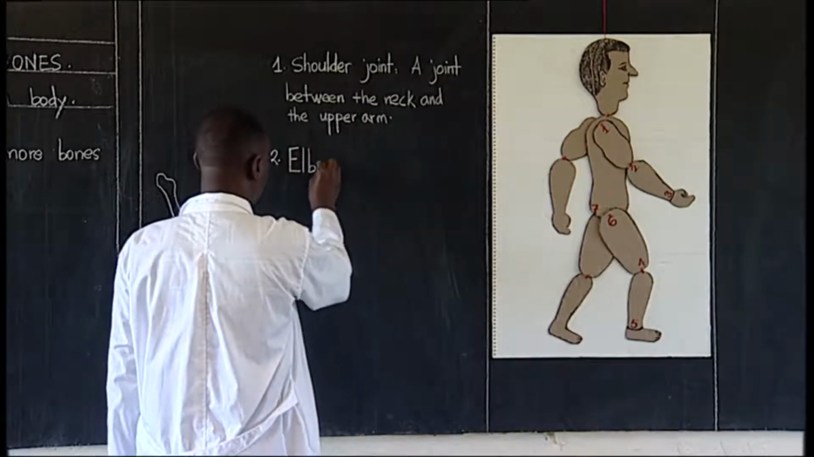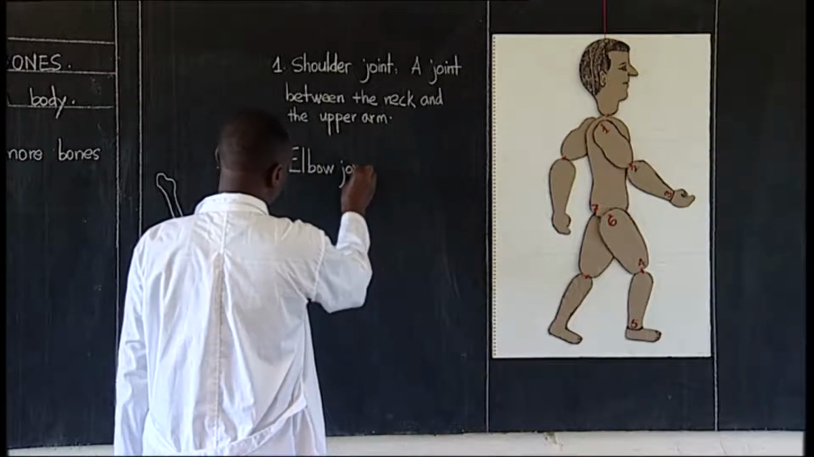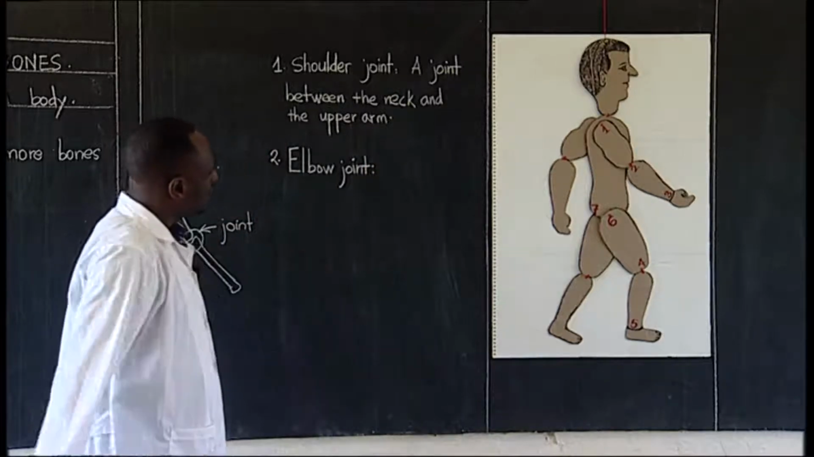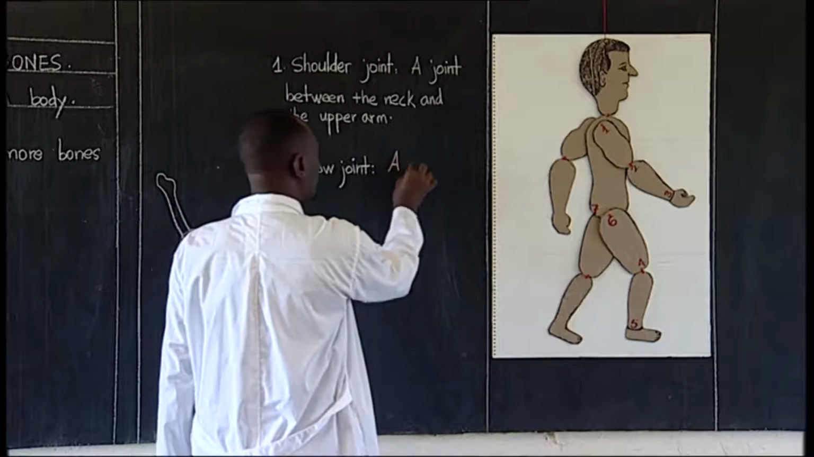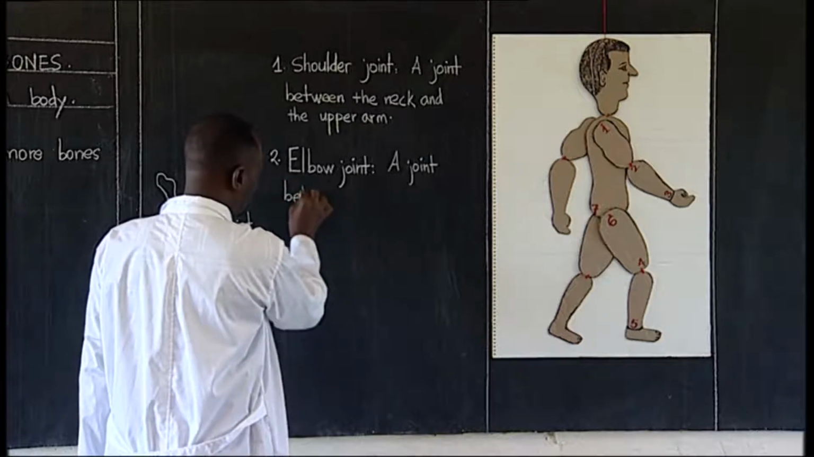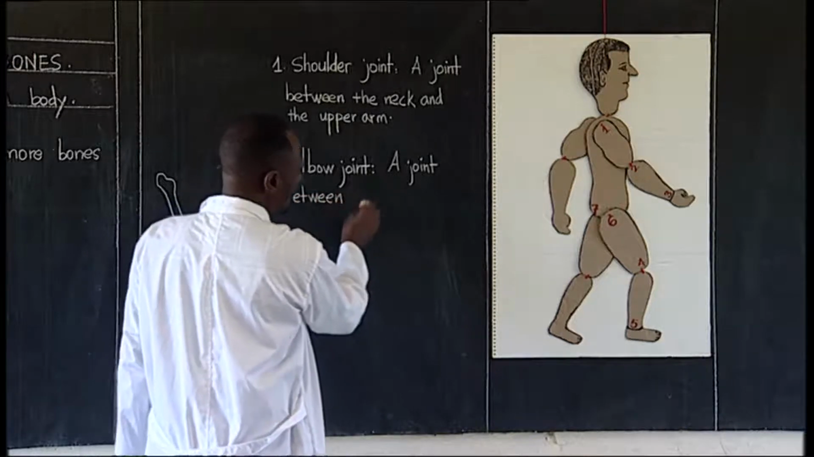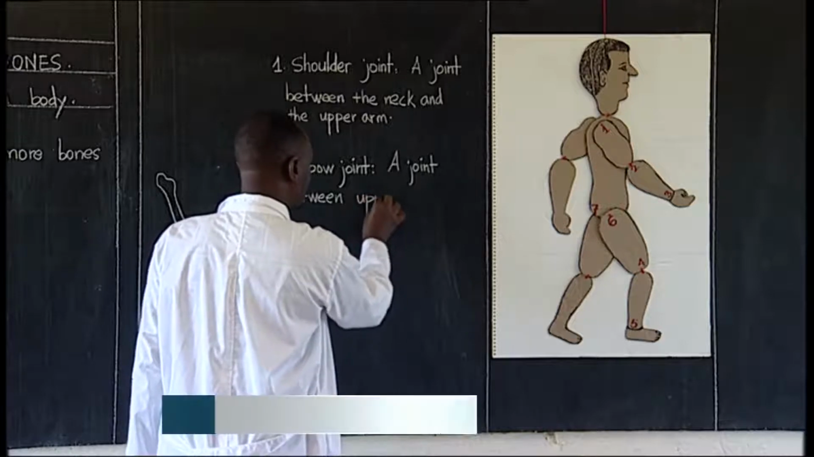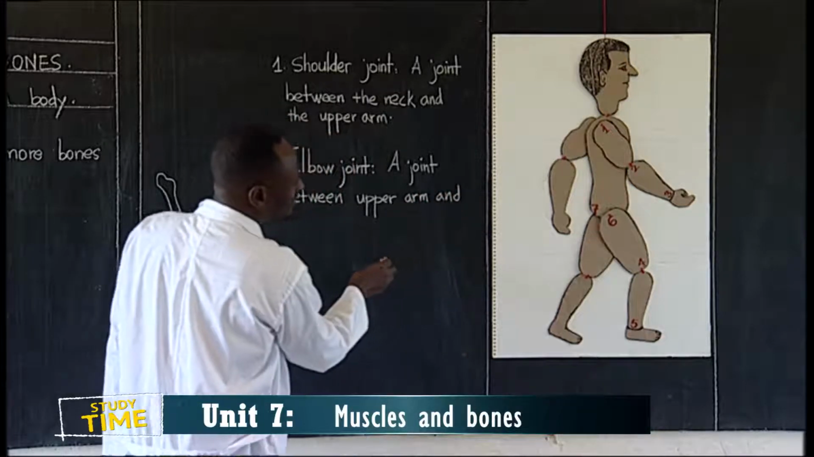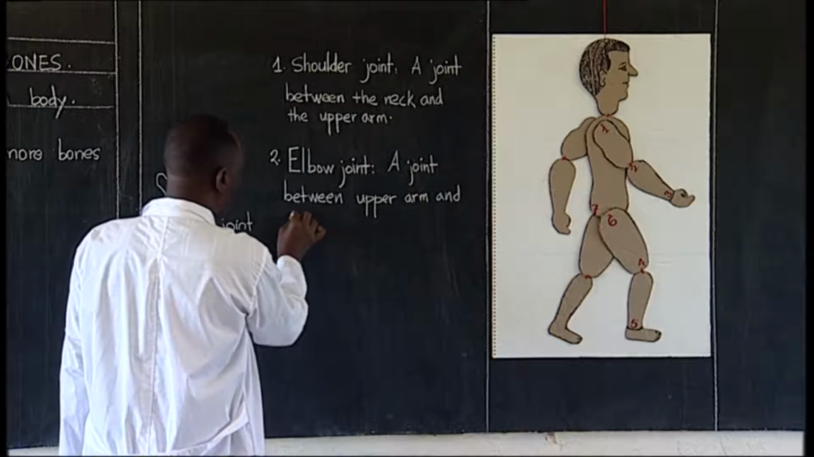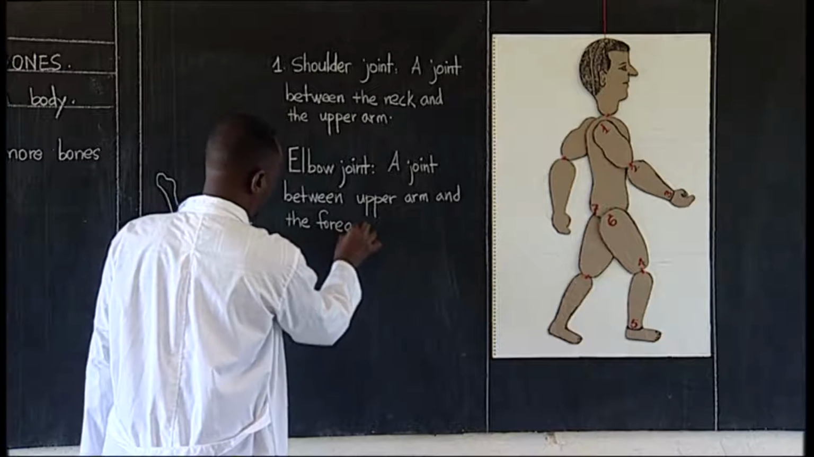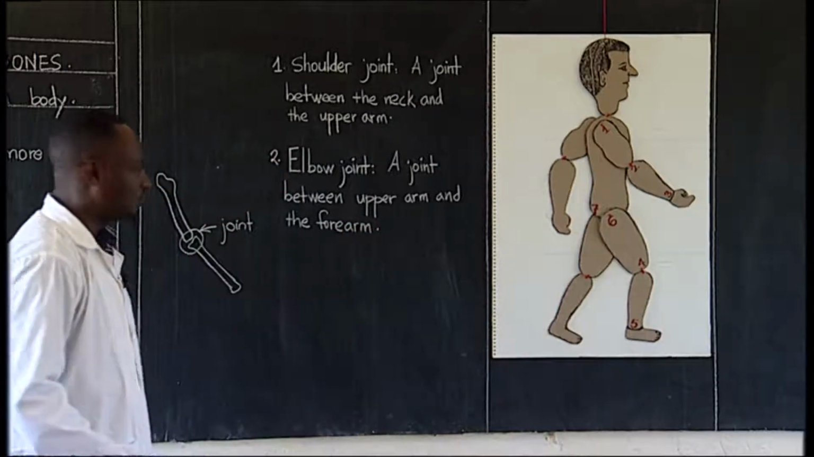Elbow joint. The elbow joint. That is a joint that is located between the upper arm and the forearm. That is joint number 2.